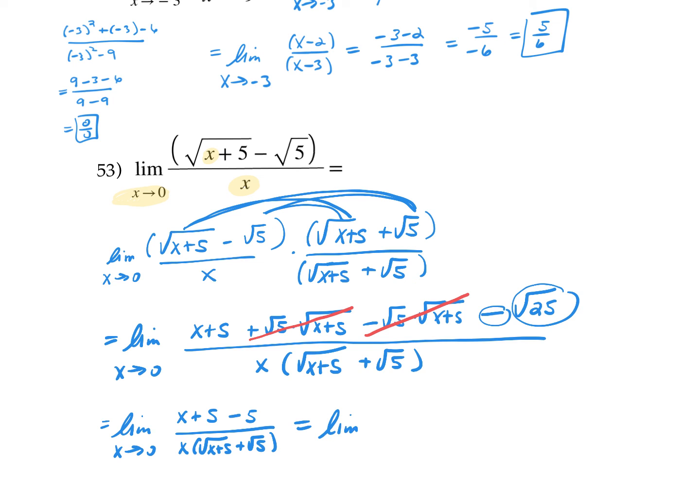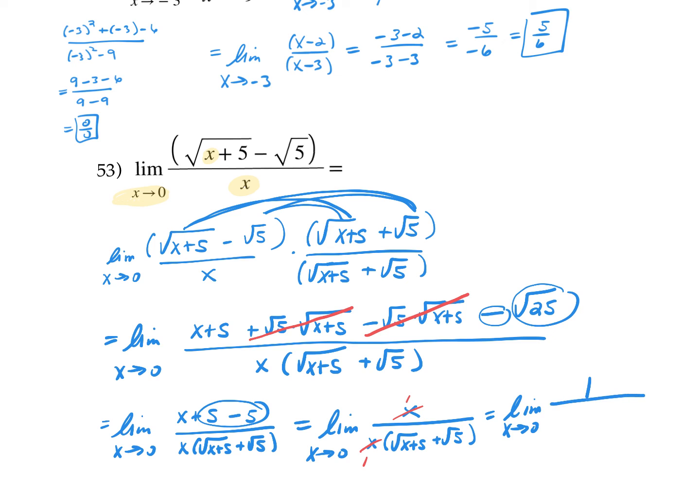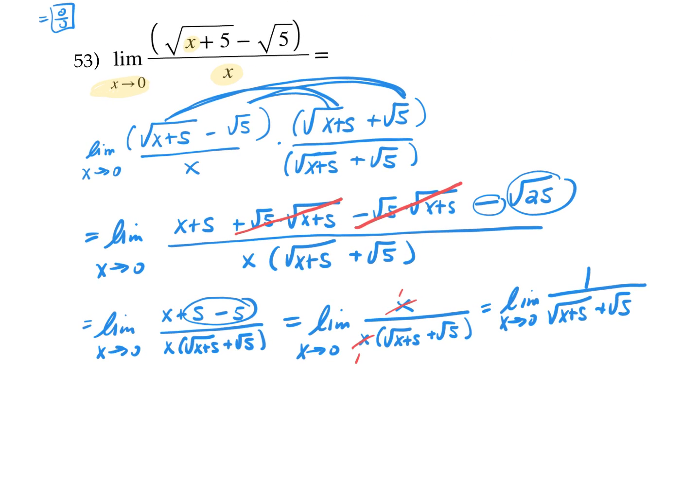Okay, this simplifies again to the limit as x approaches 0. Now we just have an x in the numerator because these two subtract to 0. And we have x times the square root of x plus 5 plus the square root of 5. Okay, those x's will divide. That's removing the discontinuity. And we're left with the limit as x approaches 0 of 1 over the square root of x plus 5 plus the square root of 5. Okay, let me move that up just a little bit.